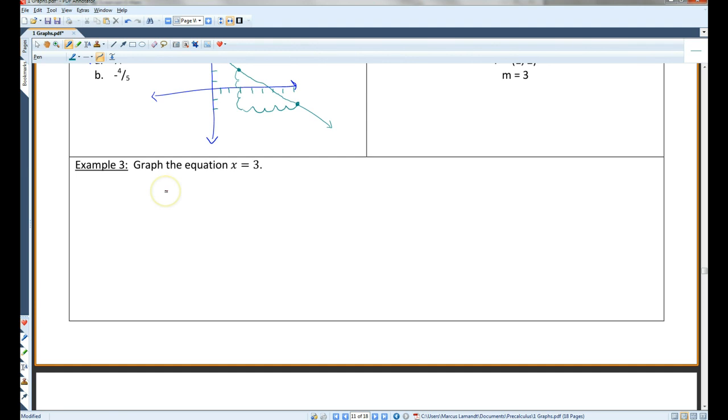Alright, example 3. Graph the equation x equals 3. Okay, anytime you just have an x, there's no y in the equation. This is what you're going to want to do. You're going to want to find where that point is on the x-axis. You're going to draw a vertical line. Okay, and just a reminder, this has an undefined slope. Okay, so there you go.